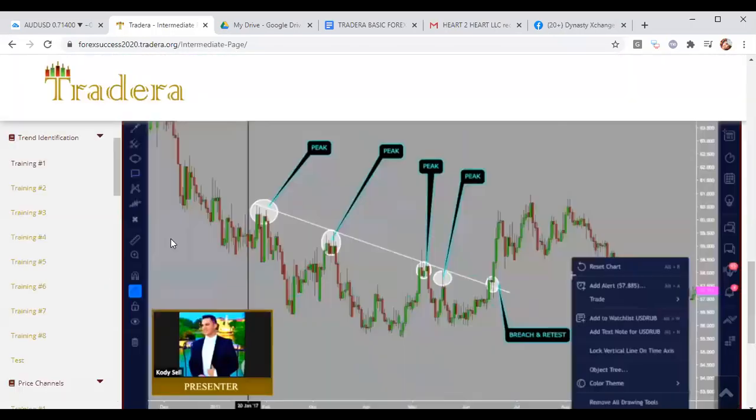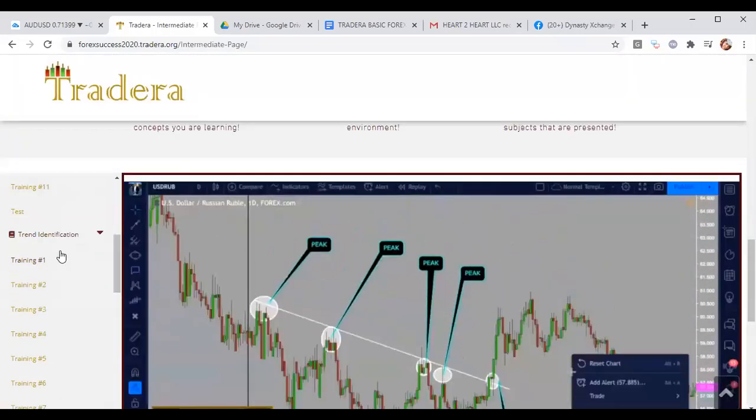I have a question. What is the significance of the green and the red bar of the candles? Okay, so the color of the candles. A green candle is a bullish candle, and a red candle is a bearish candle.